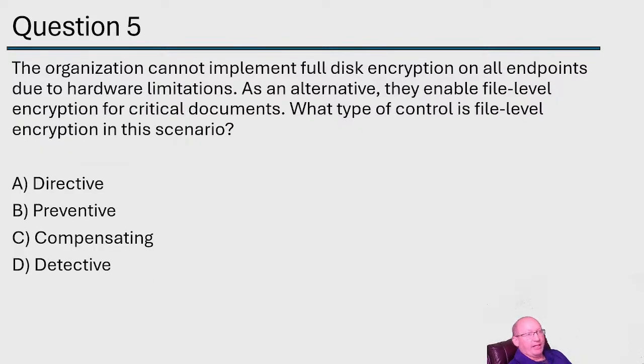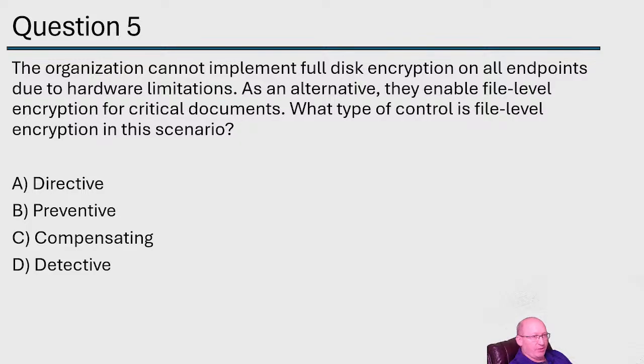An organization cannot implement full disk encryption on all endpoints due to hardware limitations. As an alternative, they enable file-level encryption for critical documents. What type of control is file-level encryption in this scenario? What do we think on this one? We got 4 good answers: directive, preventive, compensating, and detective control. Really kind of have to read through this one. Leave another 4 seconds on this one as you read through it. Pretty typical of CompTIA to provide big questions and make you read through it.